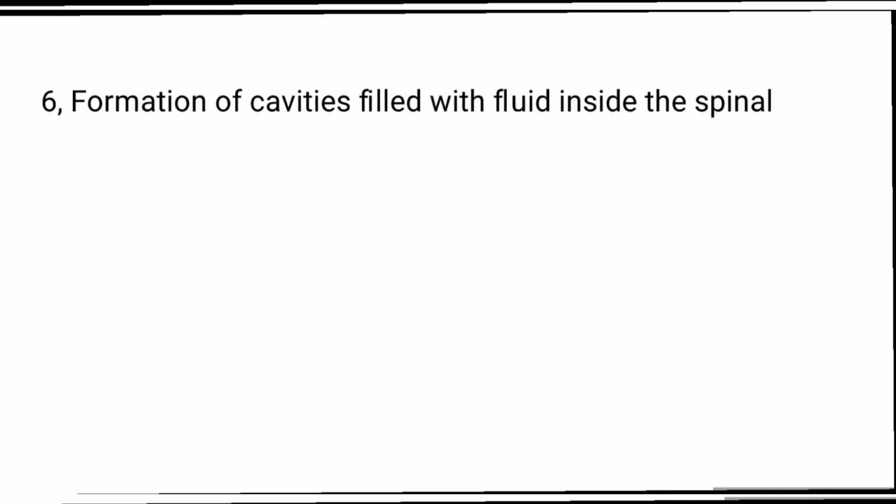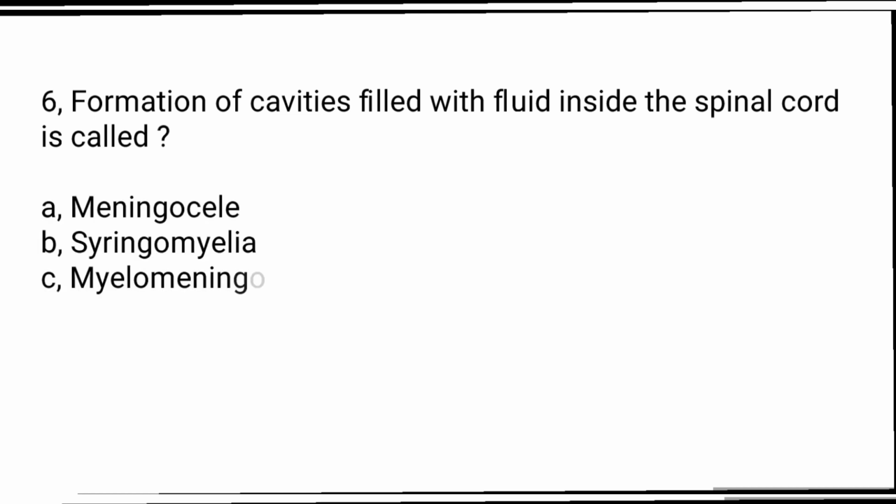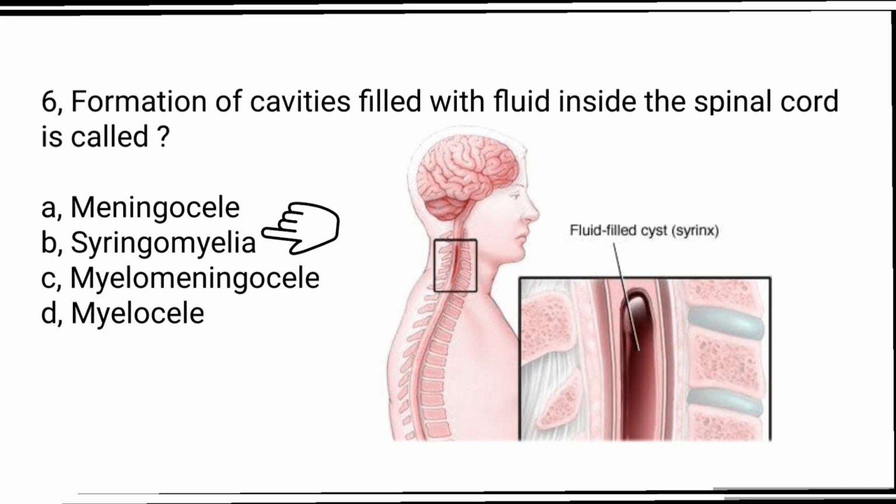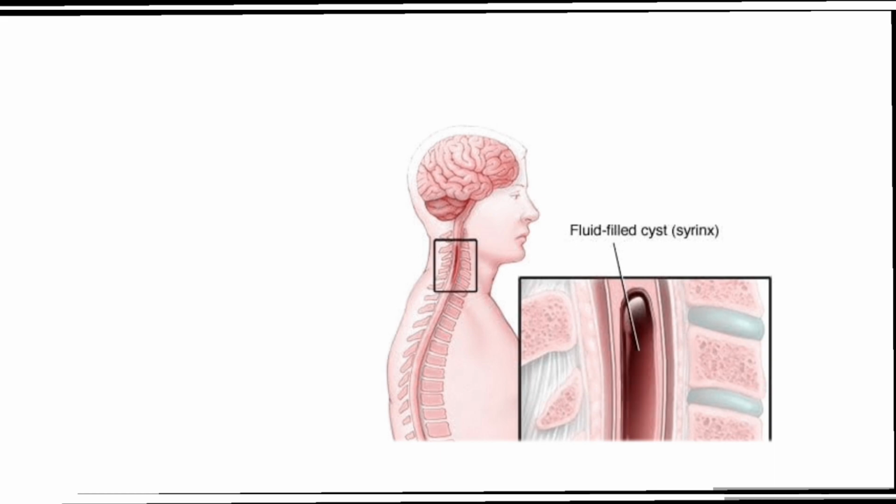The formation of cavities filled with fluid inside the spinal cord is called: option A meningocele, option B syringomyelia, option C myelomeningocele, option D myelocele. The answer is option B syringomyelia. Syringomyelia is a disorder in which a fluid filled cyst called a syrinx forms within the spinal cord. The syrinx can get bigger and damage the spinal cord.